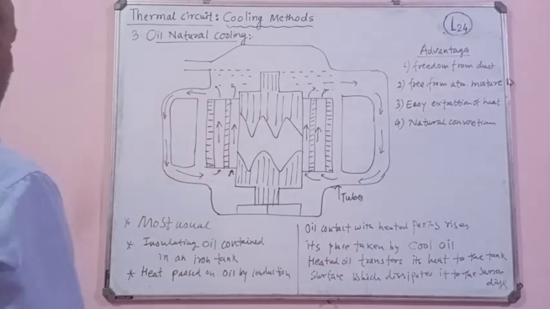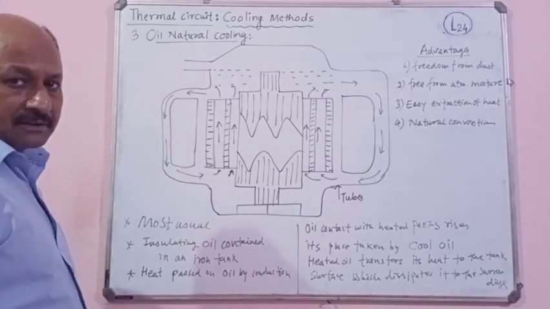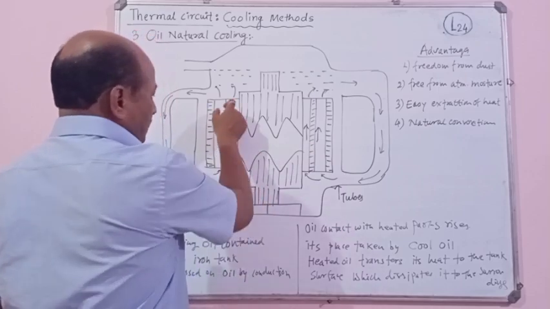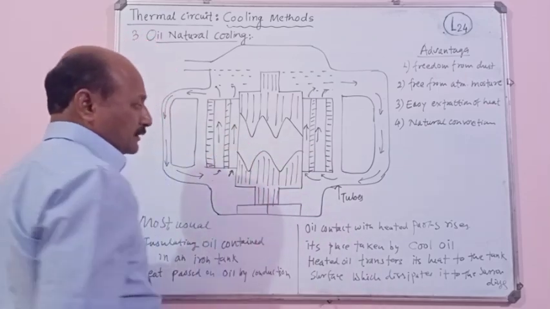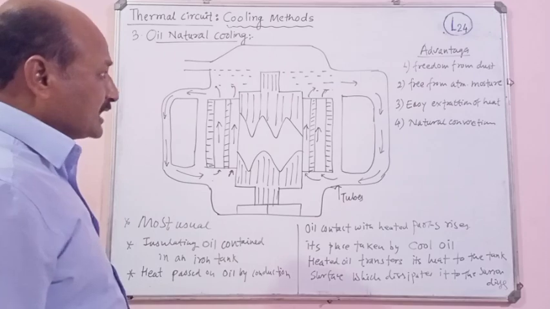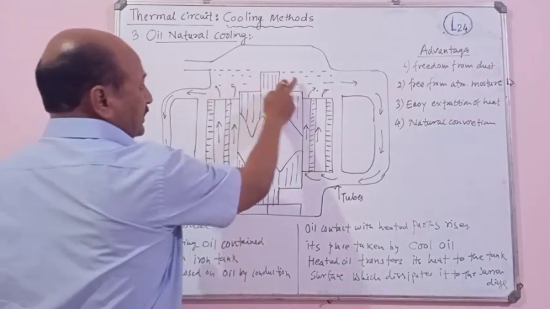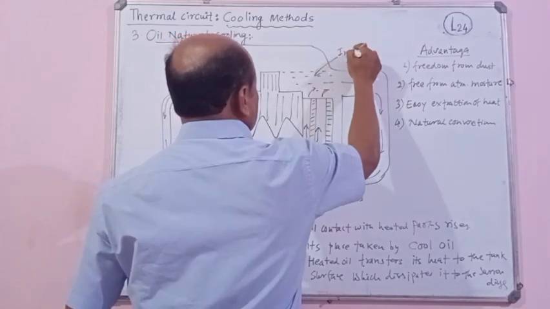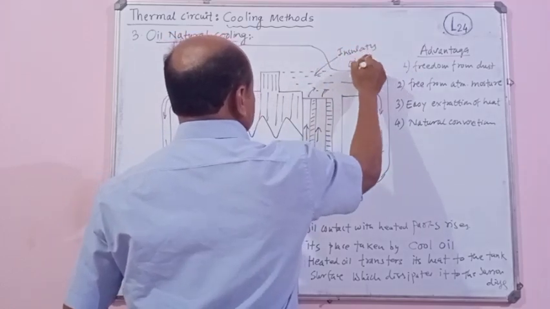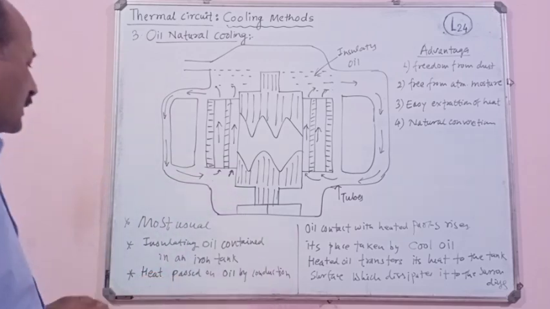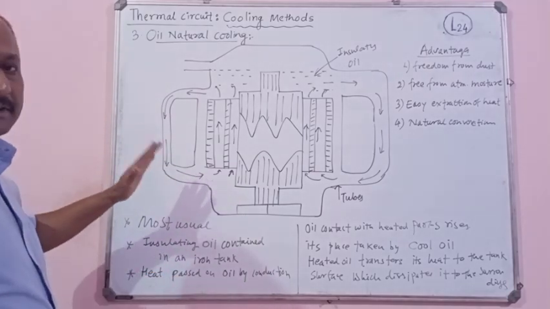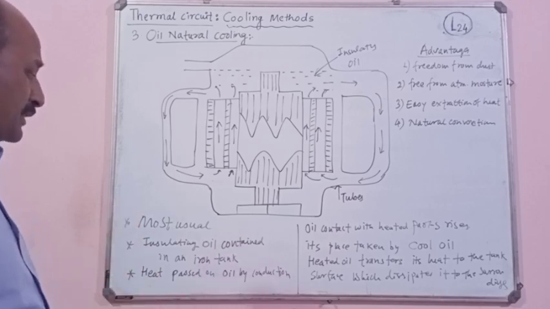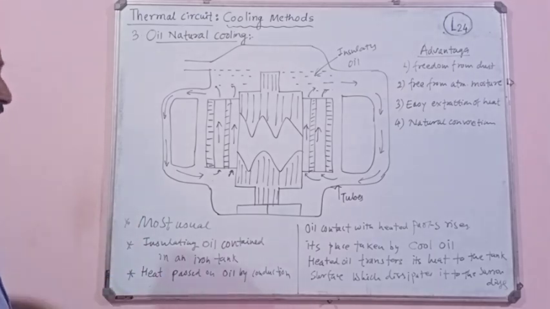So the next method of cooling is oil natural cooling. In this method, the whole assembly, that is the transformer winding as well as the core, is immersed in a transformer tank consisting of cooling oil or insulating oil. So this is nothing but the insulating oil. This method of natural cooling is the most useful method. Why? Because the insulating oil is contained in an iron tank.